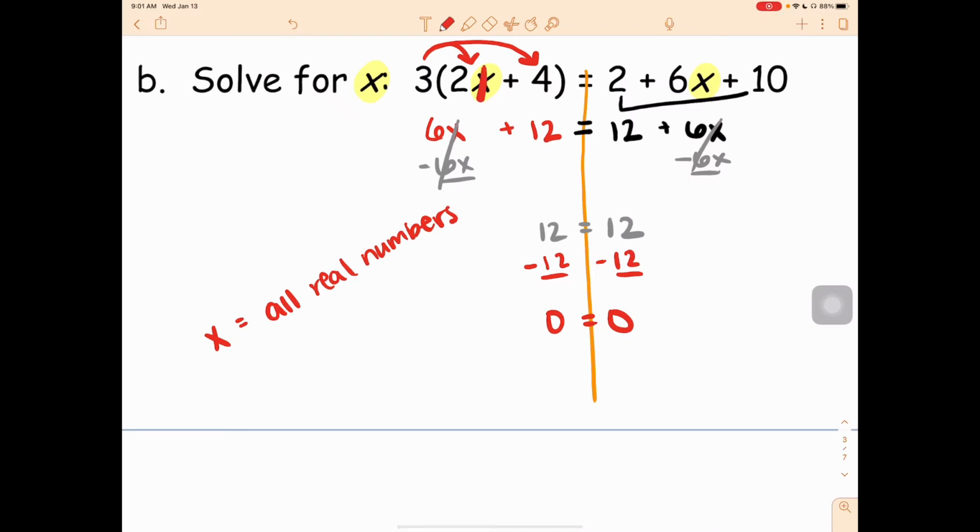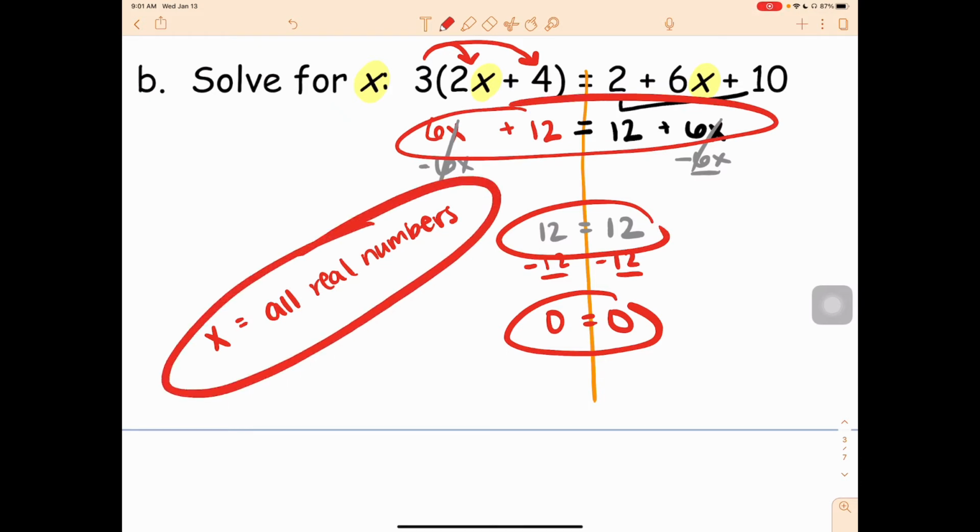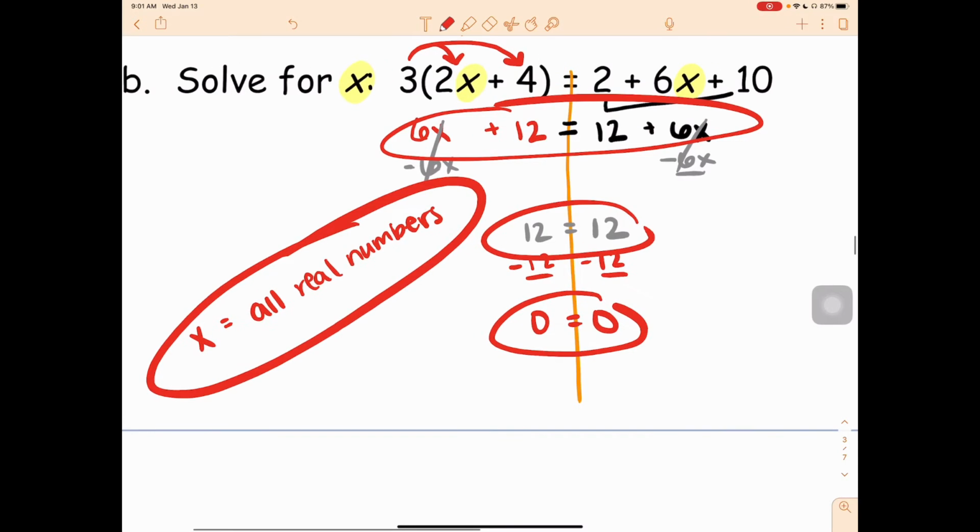If you plug in a 1 here on each of the x's, you're going to get the sides are equivalent. If you plug in a 2, you're going to get that the sides are equivalent, right? If you plug in a 0 and multiply those by 0, you're going to get equivalent sides. So no matter what you plug in, you're going to get two sides that are equal to each other. So whenever you have something where they're the exact same on each side, you have x equals all real numbers. You can plug in any number for x. That one's a special case.